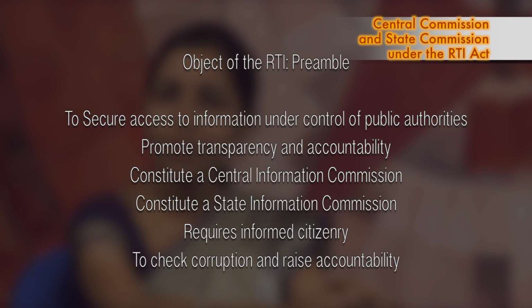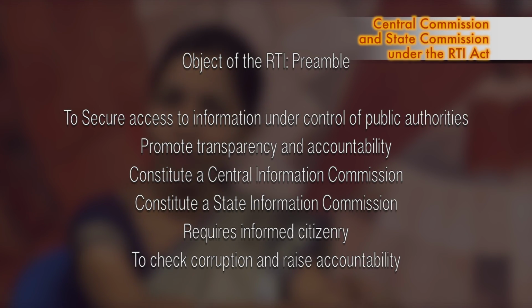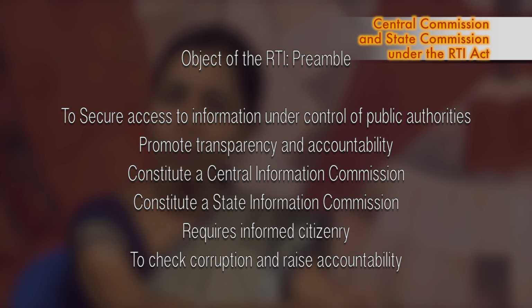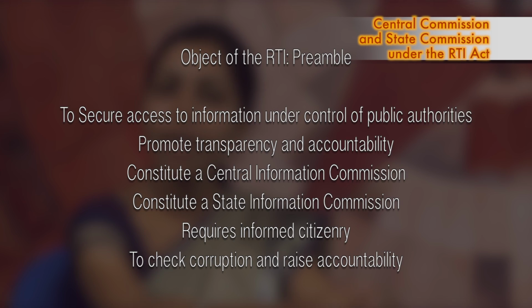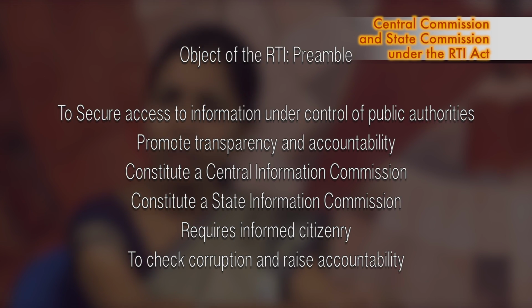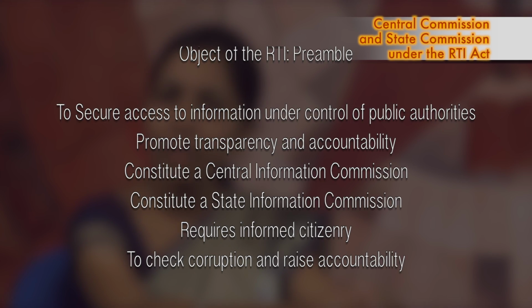Okay, now coming to the object of the RTI Act. The object of the RTI Act is laid down in the preamble itself, which are as follows: to secure access to information under the control of public authorities, to promote transparency and accountability, to constitute a Central Information Commission as well as State Information Commissions, to create an informed citizenry, to check corruption and raise accountability. So these all are the objectives of the RTI Act.